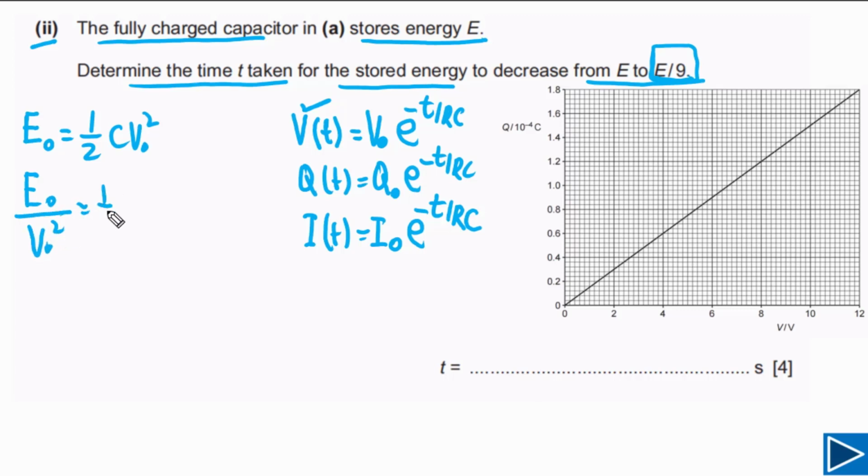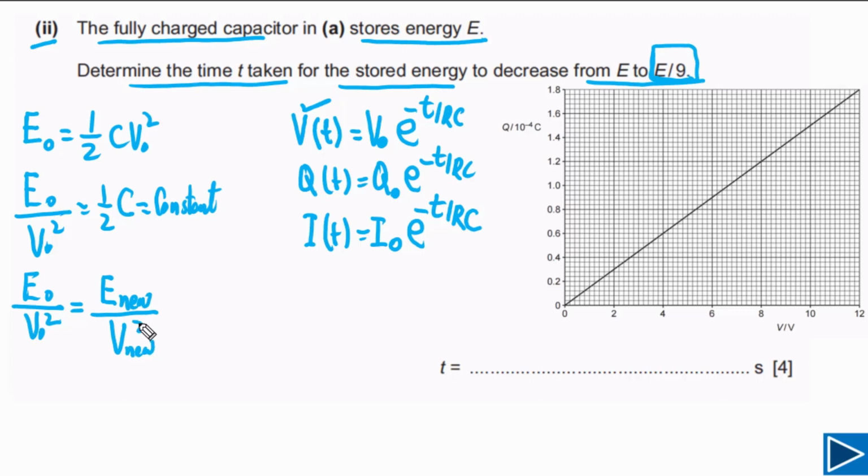This will be equal to 1/2 C. The capacitance of the capacitor is constant, so simply we can say this will be equal to some constant. We can say that E naught over V naught square, the ratio between these two quantities, will stay constant. So let's say we have the new energy stored, that is E new. We have to find out what the new value of V is. Now from here we can find out the value of V.